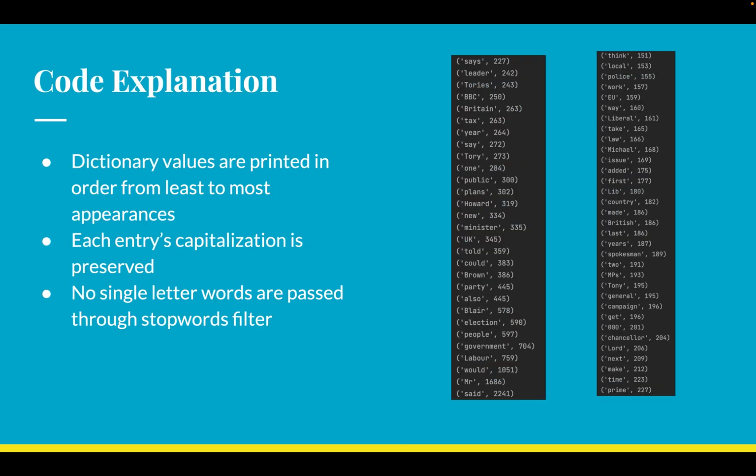After that, it shows these results. I'll give the code explanation. These results are the most occurring words printed at the end of the program. Each entry's capitalization is preserved throughout, and no single letter words are passed through the stop word filter because all of those single letter words are in the stop word filter.